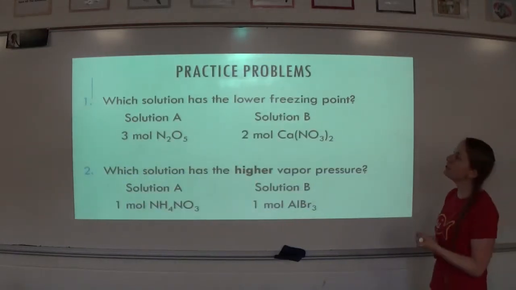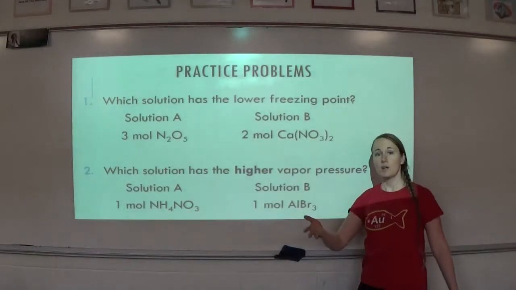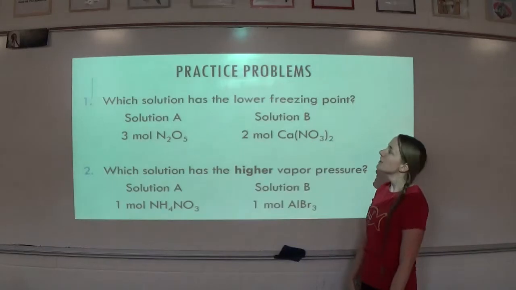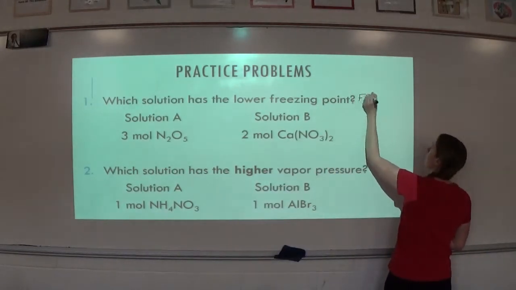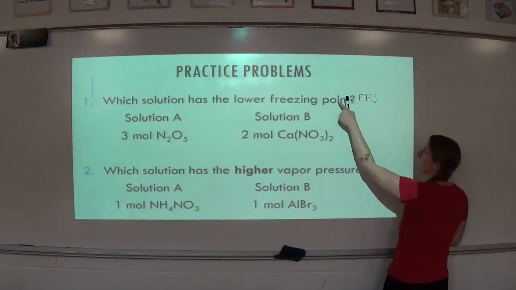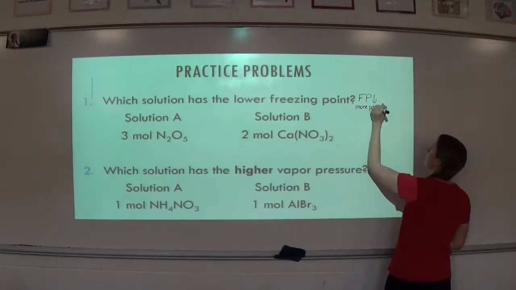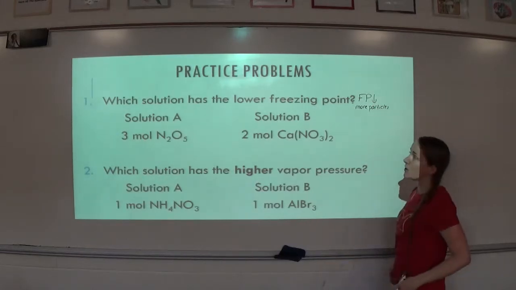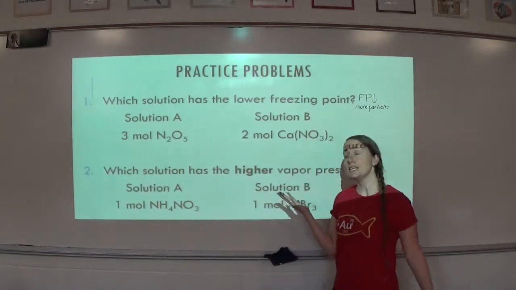All right, so you try these first on your own real quick, and then of course pause, try them, and I will go over. So which solution has the lower freezing point? Well, freezing point depression is our colligative property, so it does get lower with more particles. So I'm again going to pick the one with the most particles. So right now it appears to be solution A, but we're going to have to check to see.